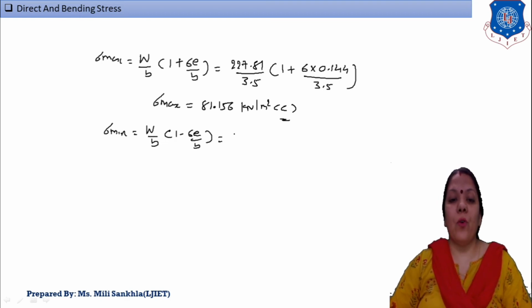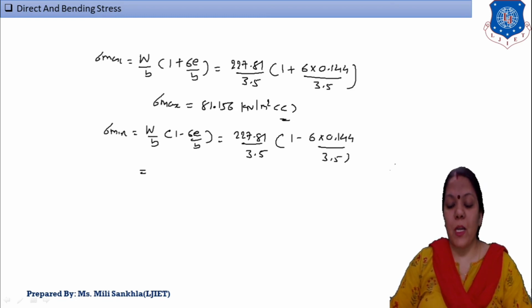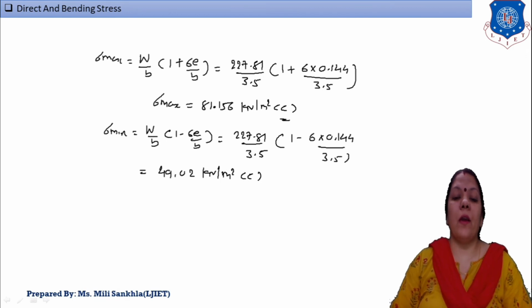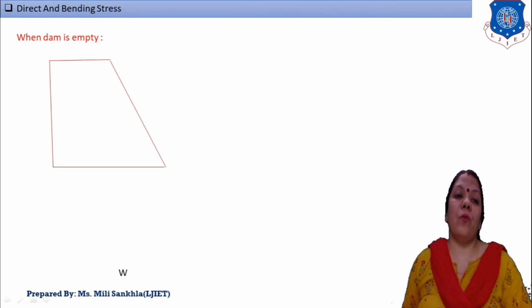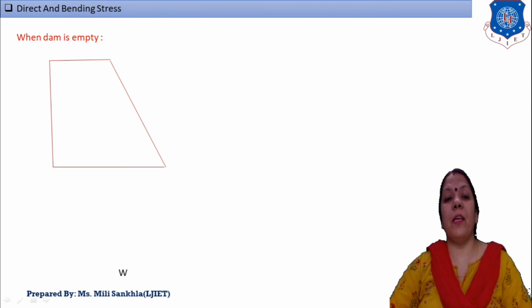Okay, now 227.81 divided by 3.5, into (1 minus 6 into 0.144 divided by 3.5). Sigma minimum is equal to 49.02 kilonewton per meter square. Okay, now next we find out the stresses for when dam is empty, where there is no water pressure. One by one here we find out the values of sigma max and sigma minimum.